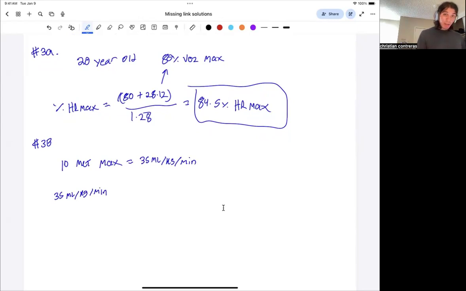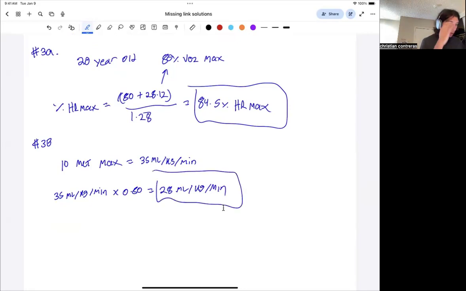And we want to know what relative VO2 she's working at. We can say, okay, this is her relative VO2. And we know she's working at 80% of it. We want to multiply it by the decimal value, not the percentage, which is going to give us 28. And that's all question 3B is asking us.